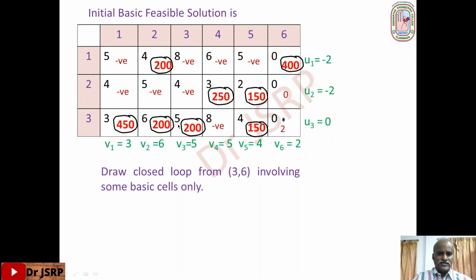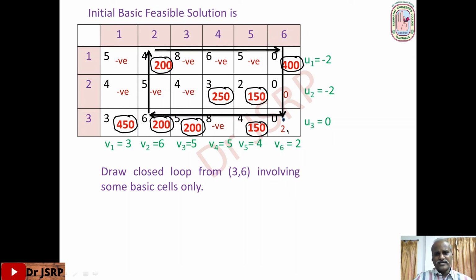From here to here. From here I can move to this, from here to this, and from here I can move to the starting point. So the loop is from 3,6 to 3,2, from here to here, then from 1,2 to 1,6, and from 1,6 to the initial point 3,6. So this is the closed loop involving basic cells only.